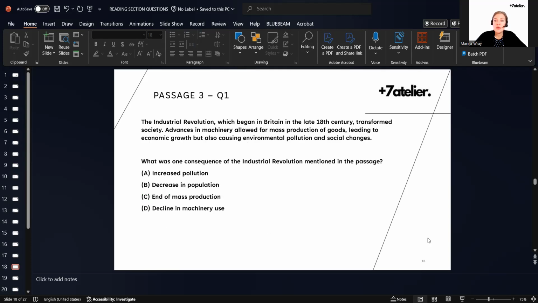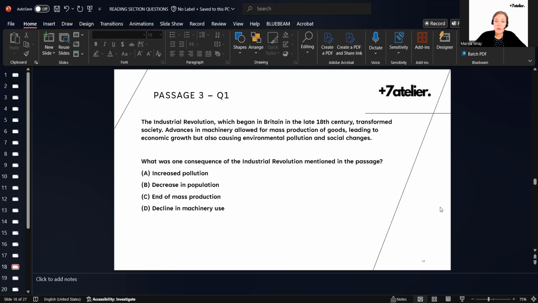Let's go to the next passage. It's a different one, and we'll have different questions. Let's read it together. The Industrial Revolution, which began in Britain in the late 18th century, transformed society. Advances in machinery allowed for mass production of goods, leading to economic growth, but also causing environmental pollution and social changes.